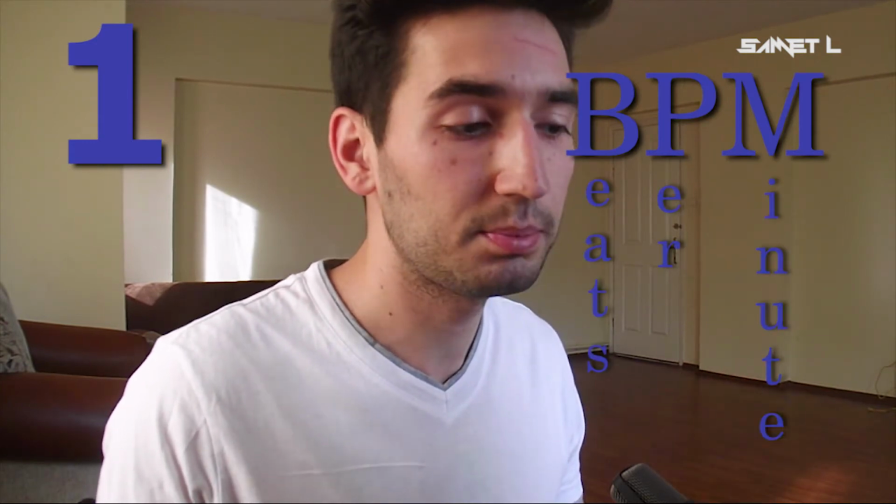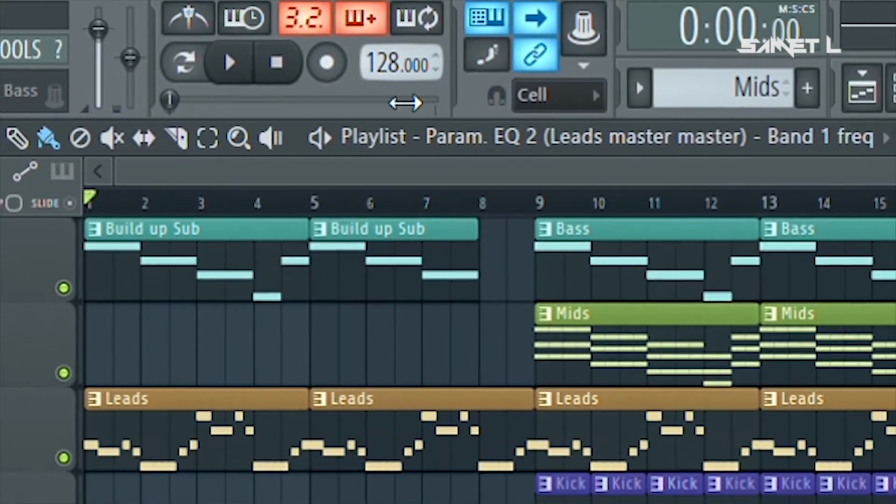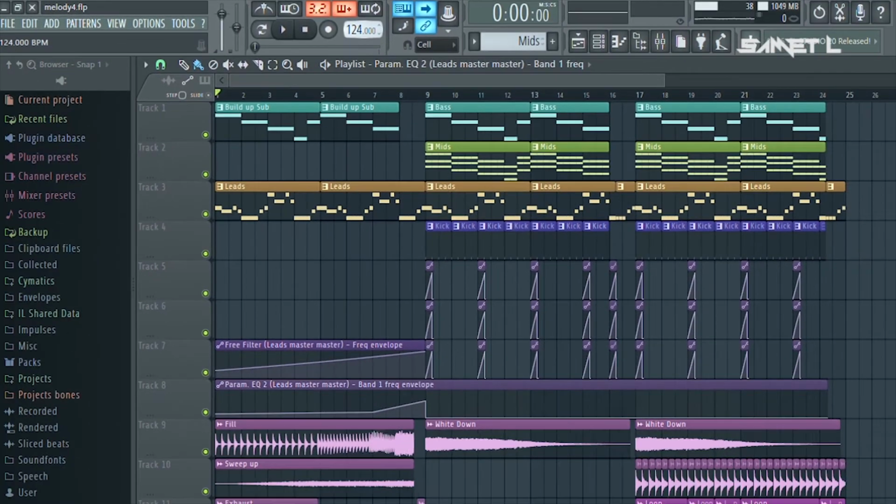Okay, the first tip is going to be about the BPM, that means beats per minute, and you can change the BPM of a song from that knob. You must set the BPM to 128 BPM because it's the very basic of making a progressive house song.